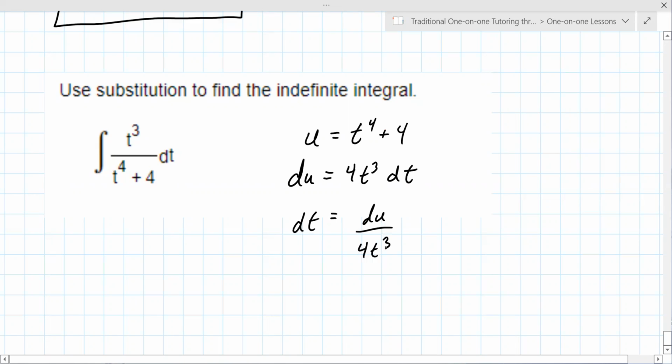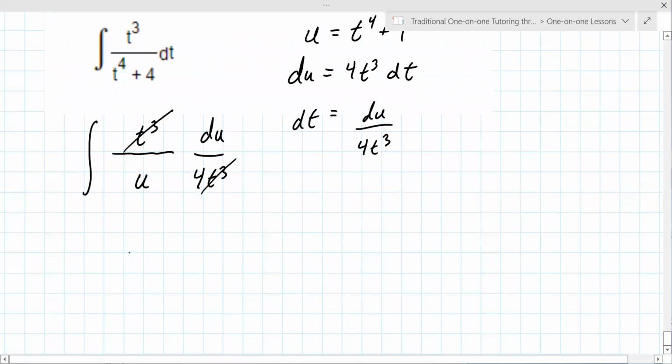Students really struggle to guess what the u is because there's only really one choice that works, and if you don't choose it wisely, you just go down the wrong path over and over again. So you substitute in for what you know, which is your u. You always want to see a u in there, and then you always substitute in for that dt or dx or whatever. And what you hope for is that your original variable, which in this case is t, cancels. So a lot of 1/4 here. So it's integral 1/u du.